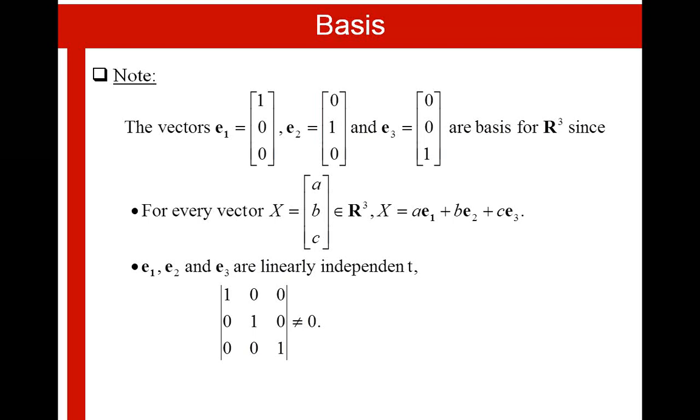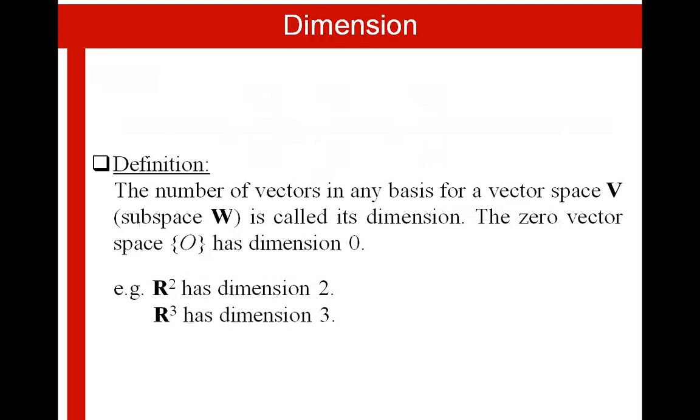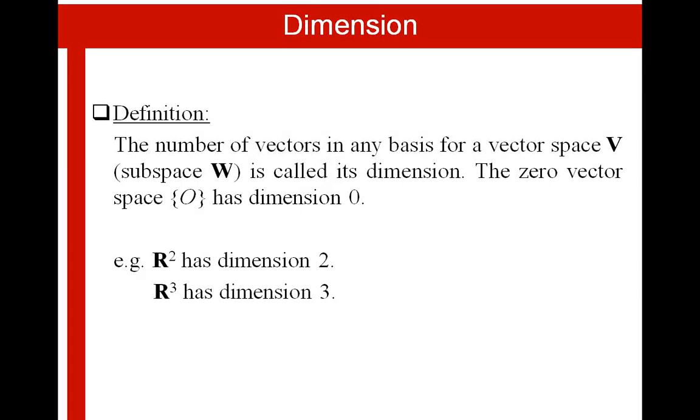Let's talk now about dimensions. The definition: the number of vectors in any basis for a vector space V, or subspace W, is called its dimension. The zero vector space {0} has dimension 0. In other words, if we have a set that contains a vector with the elements all zeros, we consider its dimension to be 0. For example, R2 has dimension 2, R3 has dimension 3. Why? Because they already have the coordinate vectors as a basis for each one of these vector spaces.